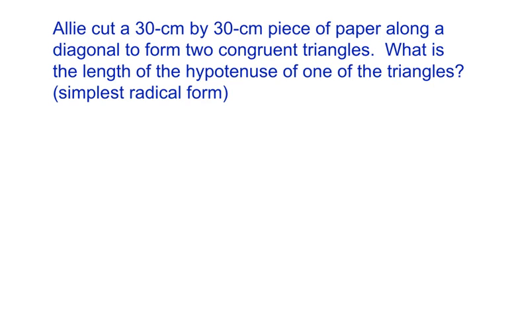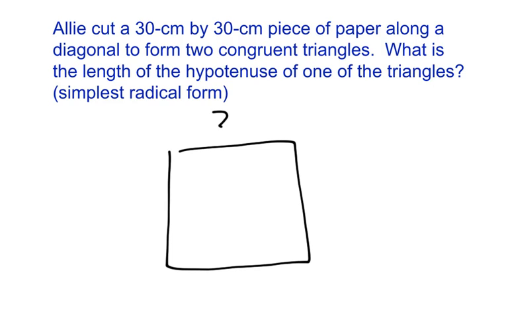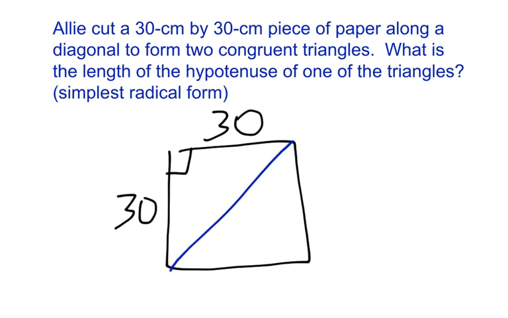All right, let's say Allie cut a 30 by 30 centimeter piece of paper along a diagonal. So I'm going to draw that picture. It's just a square, and it's 30 by 30, and I know a square has all right angles. And it says she cut it along a diagonal, so I'm just going to draw the diagonal going through there.